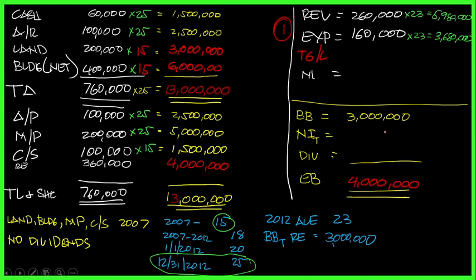Naghahang na naman. Kaya dapat ito na ngayon ay 1 million. Para maging 4 million ngayon yung retained earnings natin.